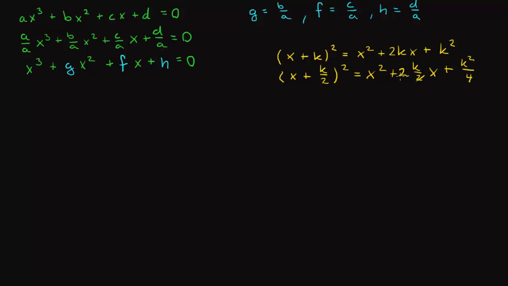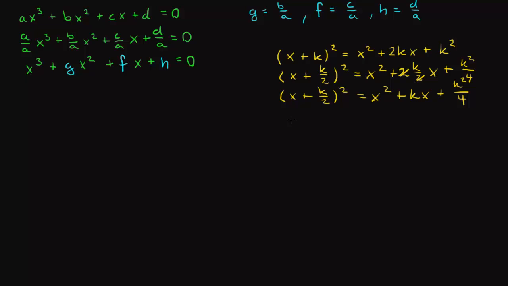And these two cancel out, so you're left with x plus k over 2 squared is equal to x squared plus kx plus k squared over 4. And what you do if you solve a general quadratic equation is you try to find a k, or you take your k. Let me make an example.